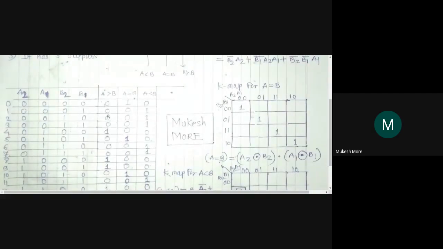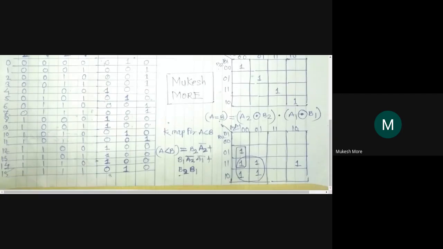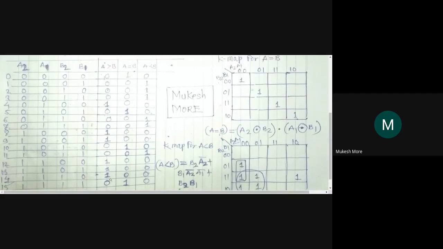Now, if you look at the columns, A is greater than B and A is less than B. If you look at these two columns, A greater than B and A is less than B, if you count the ones available in this column, there are 6 ones. You can count this 1, 2, 3, 4, 5, 6. Okay, there are 6 ones. It means that in this table, A is greater how many times? It is 6 times.